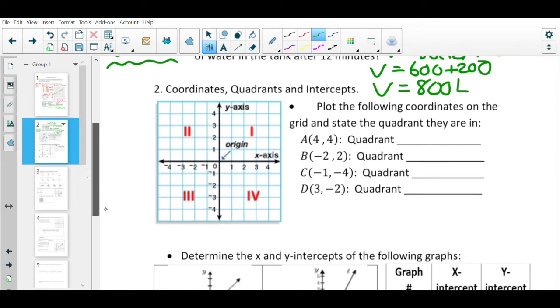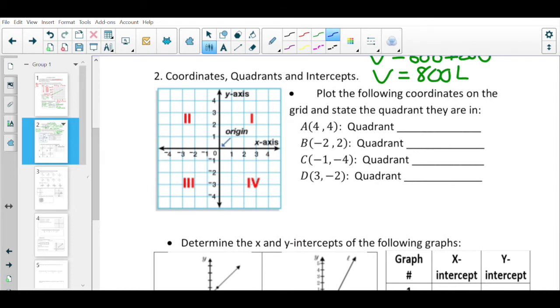Alright, coordinates, quadrants, and intercepts. Plot the following coordinates on the grid and state the quadrant they're in. Point A is at 4, 4, and that's in quadrant 1. Point B is negative 2, 2, and that's quadrant 2. Point C is negative 1, negative 4. There's point C, and that is quadrant 3. Point D is at 3, negative 2, and that is in quadrant 4.